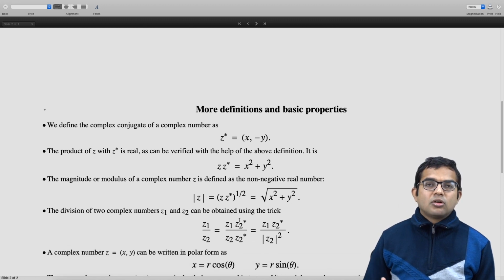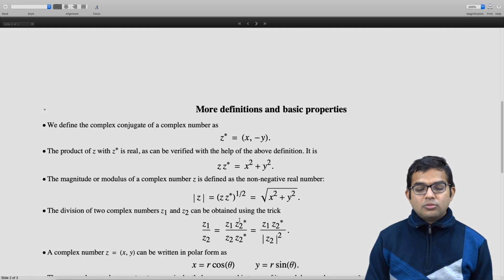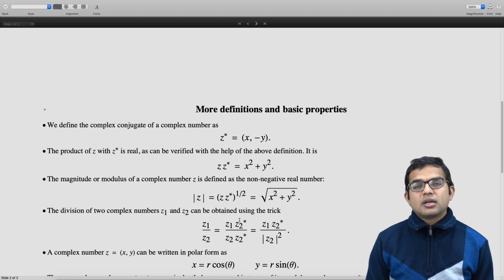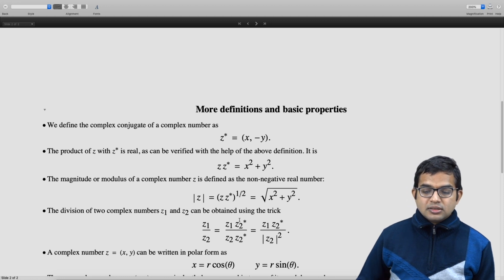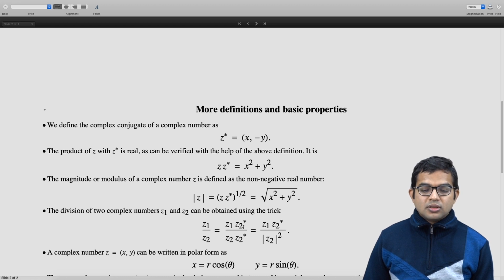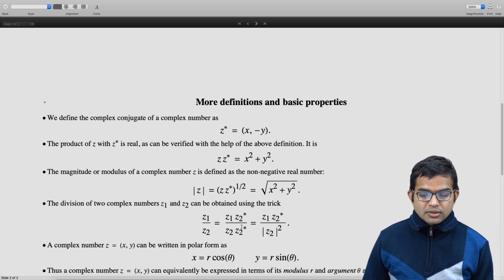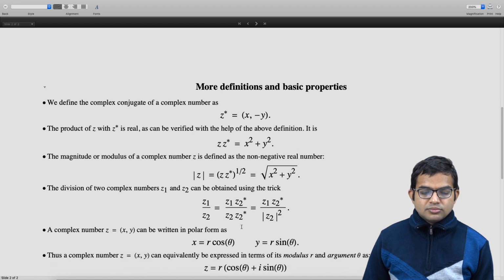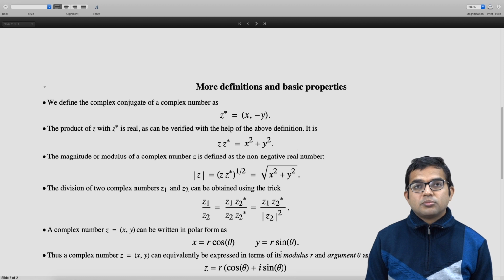Now, a complex number can also be written in polar form, right? So the real part can be thought of as r times cosine of theta, and the imaginary part can be thought of as r times sine theta, where this r is actually nothing but the modulus of the complex number. And theta is the argument of the complex number. So there is this geometric representation possible for a complex number.